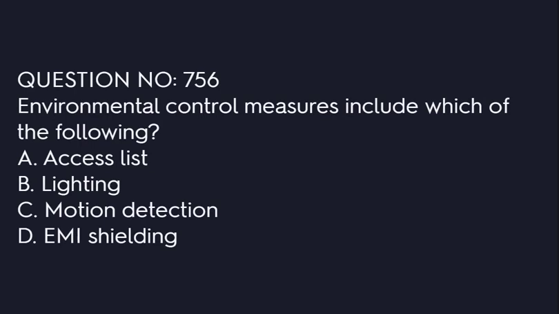Question number 756. Environmental control measures include which of the following? A. Access list. B. Lighting. C. Motion detection. D. EMI shielding. The answer is D.